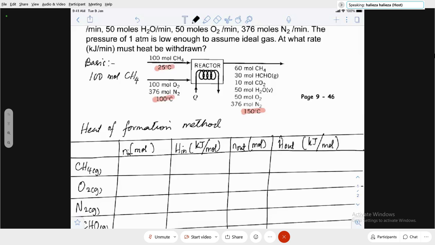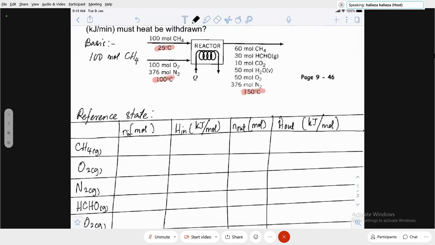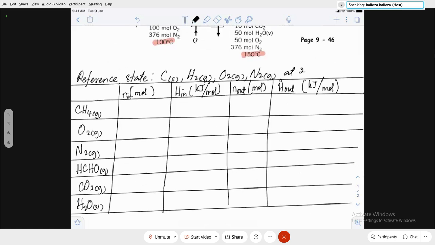Okay. So what reference state? I'm going to erase this. I need to write down my reference state. Just as what we have done in the previous example, your reference state must be the elements because you're using the heat of formation. So you're going to have C, solid. You're going to have hydrogen gas, oxygen gas, nitrogen gas. That's it. You have your carbon, hydrogen, oxygen, and nitrogen at 25 degrees C and 1 atm.